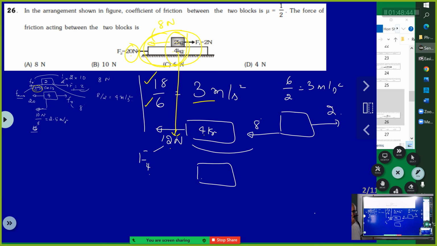So the friction on the 4 kg block should also be 8 only. No, 8 only. Then 12 minus 6. See, that's what I said. You are not listening properly. That's the problem. I told you 12 newtons is what?